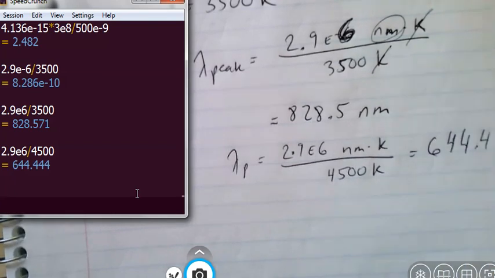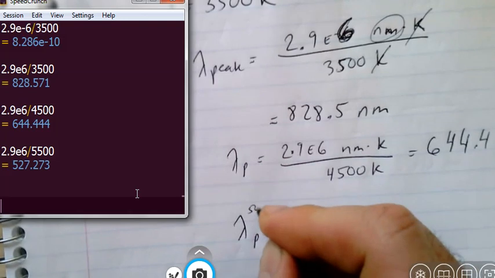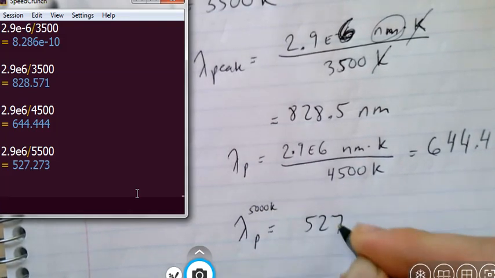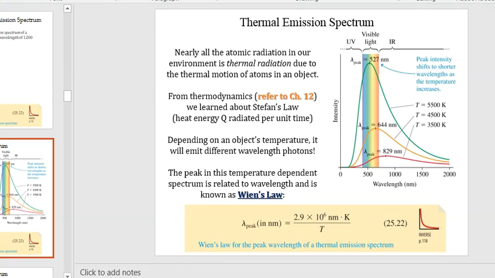So in that case, I get 644.4 nanometers. And finally, in the case of 5500 Kelvin, which is pretty close to the temperature of the surface of the sun, the peak wavelength is equal to 527.3 nanometers. So let's take a look and see if the slides agree with our calculations. At 4500 Kelvin, sure enough, 644 nanometers, so this is shifting more into the yellow. And at 5500 Kelvin, which is close to the surface temperature of the sun, the peak wavelength is around 527 nanometers, which is kind of green light, actually, which might make you wonder if the peak wavelength of light coming from the sun is green.